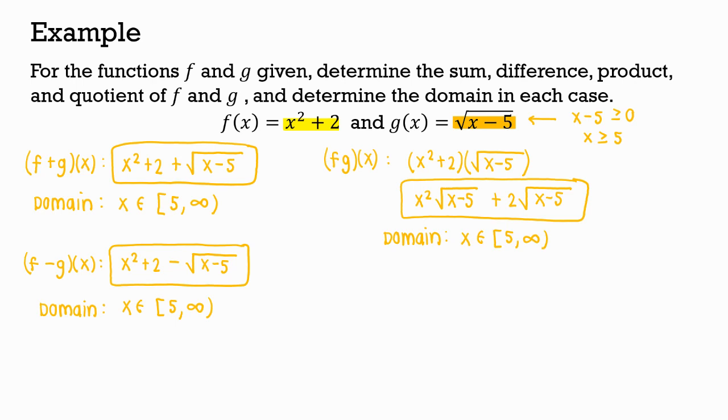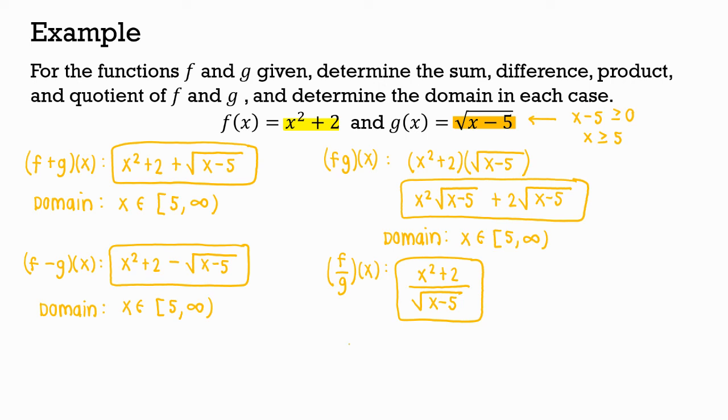The last thing that I want us to do is the quotient. So it's going to be f divided by g. Because f is in the numerator, we're going to start with that x squared plus 2 on the top of our division. The square root of x minus 5 is going to go underneath it. There's nothing that I can do to simplify this any further, so this would be the quotient of those two functions. Now, the f of x function doesn't have any restrictions. The g of x function does. It has to be greater than or equal to 5.